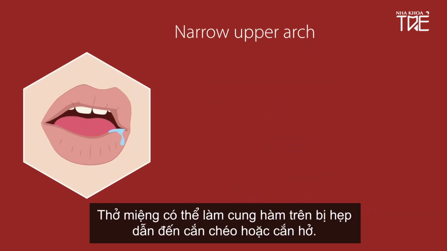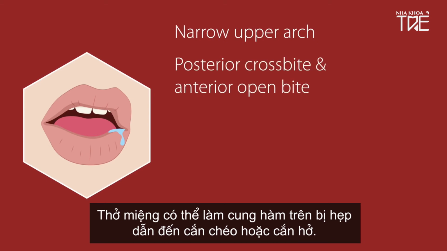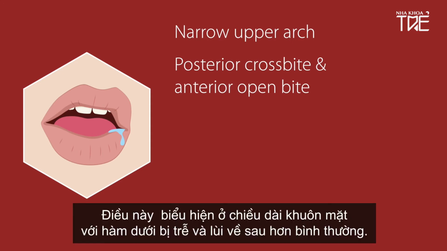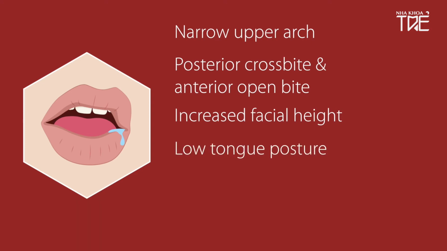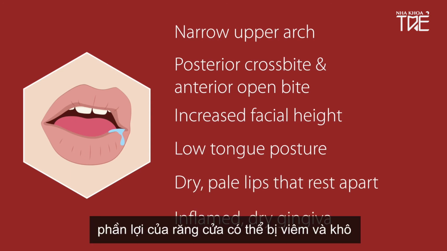Mouth breathing can result in a narrow upper arch, causing a posterior crossbite and an anterior open bite. It may manifest in an increased facial height, with the mandible positioned lower and further back than typical. You may observe a low tongue posture, dry, pale lips that rest apart, and inflamed, dry gingiva around the labial surfaces of the anterior teeth.